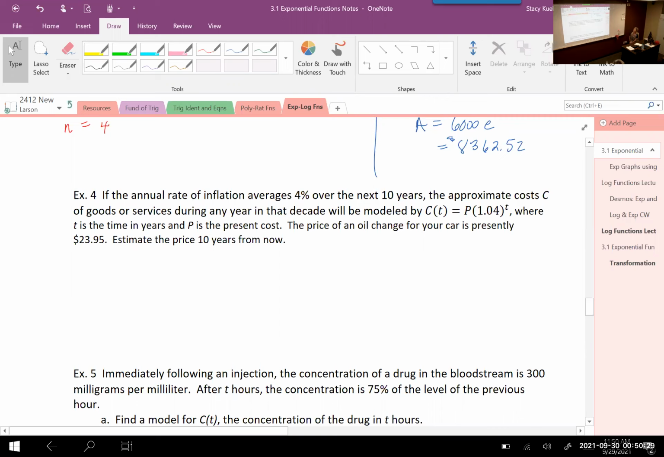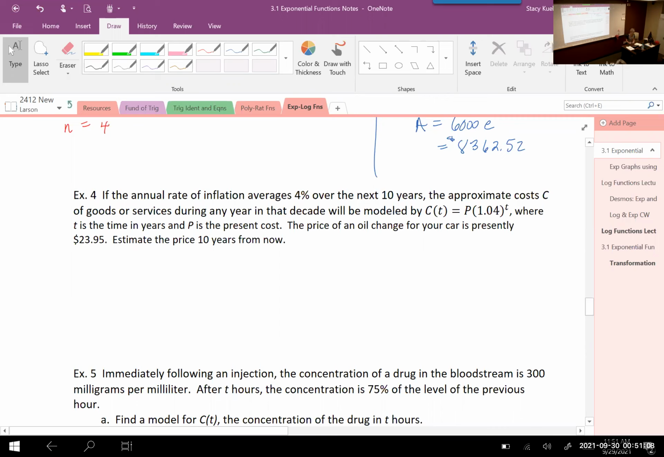The annual rate of inflation averages 4%. If it averaged 4% over the next 10 years, then the approximate cost of goods or services during any year in that decade can be modeled by this formula here, right? Cost C of t is equal to P times 1.04 to the t, where t is our time. The price of an oil change for your car is presently listed at $23.95. We want to estimate what that price is going to be 10 years from now. Okay.